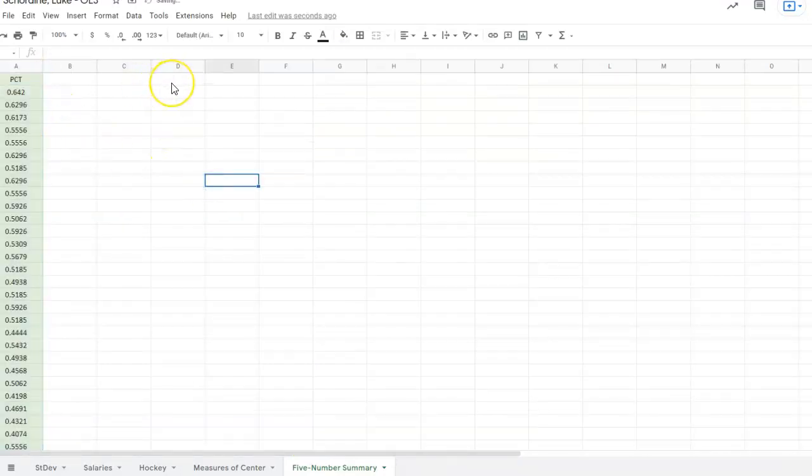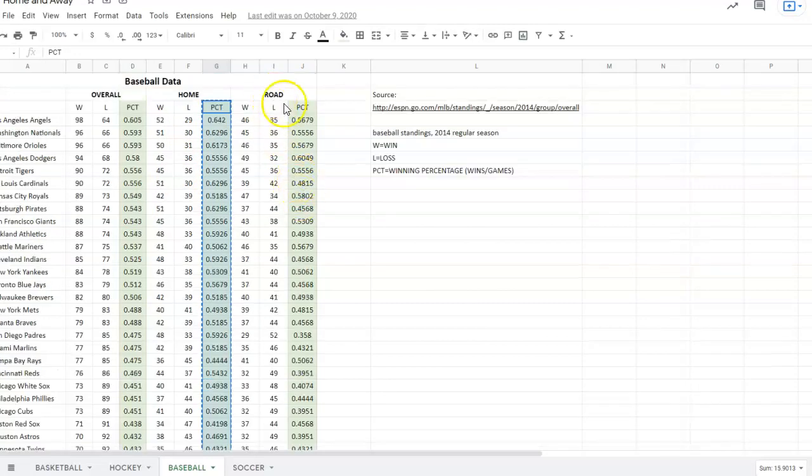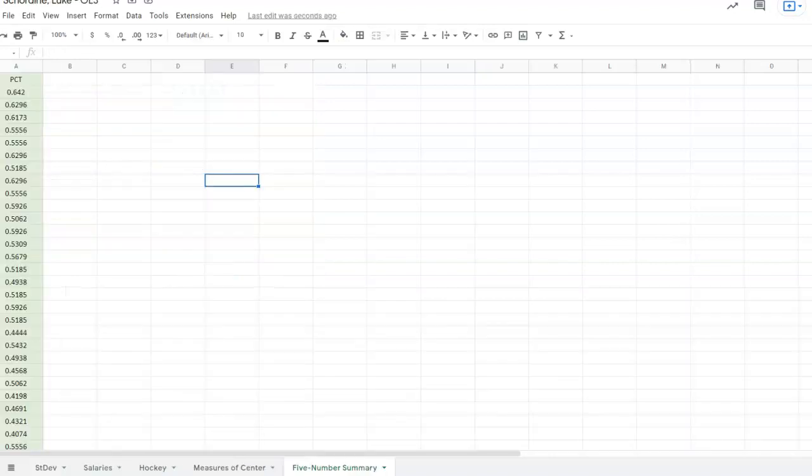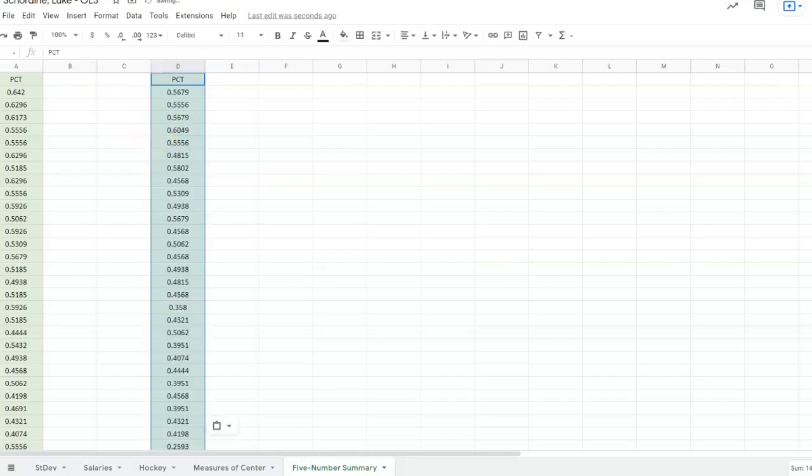And then I'm going to put the away PCT, the away percentage for the selected sport, and place it into column D. So that selected sport, of course, is going to be baseball. So let's bring up that baseball again. And let's take that away or road percentage and put it into my spreadsheet for column D. So that goes here. So here's my home percentage and here's my away percentage.